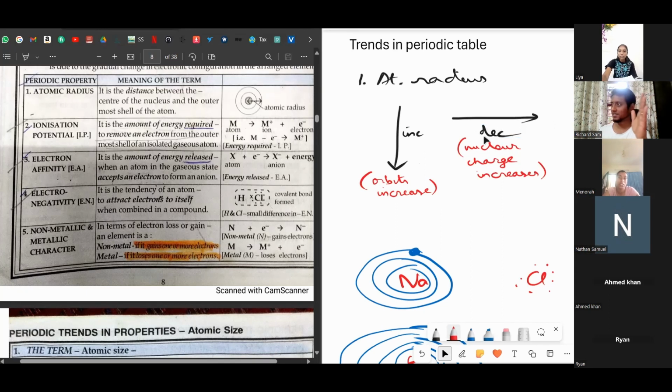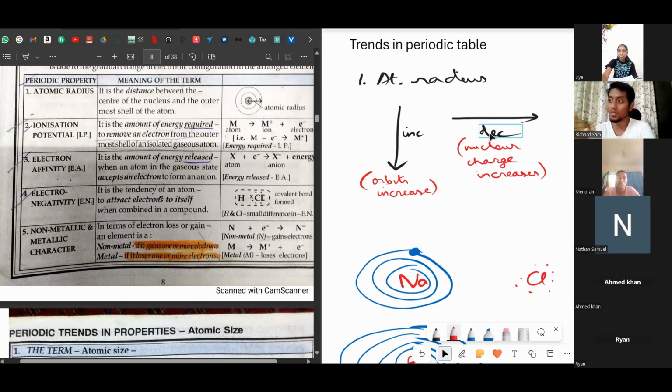Decreases to the right. So when I say write in decreasing order, it means you should write them from left to right. If I say write in increasing order, you need to write from right to left. We'll be seeing that tomorrow. Two days is enough for this chapter to finish. By tomorrow we'll be done with this chapter.